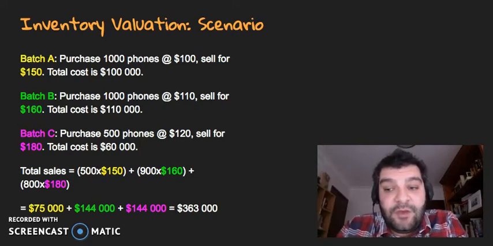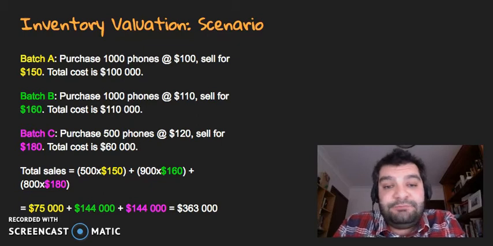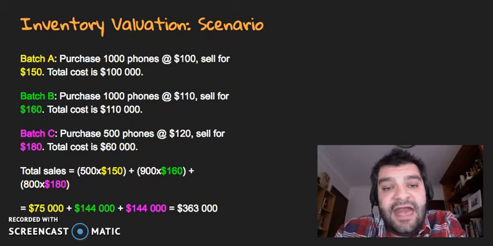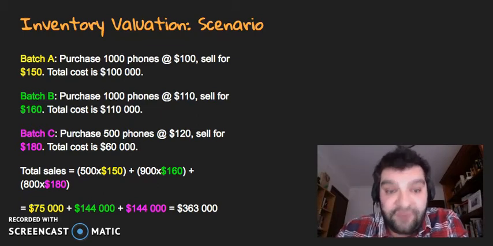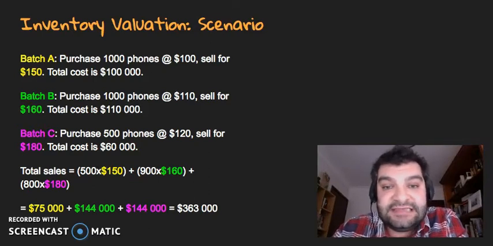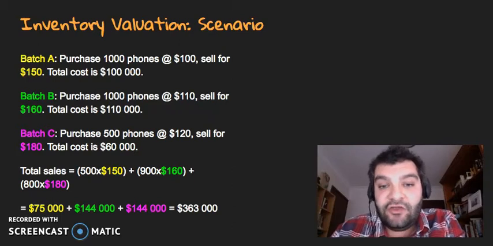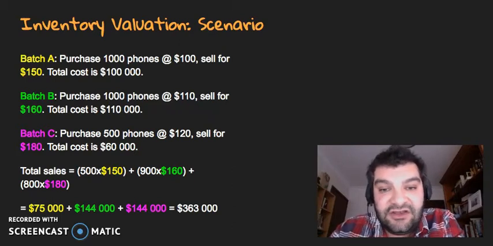Now, in January, batch A, the business bought 1,000 phones at $100 each. And they sold them for $150 each. Now, the total cost of buying those phones is $100,000. Then in February, they bought another 1,000 phones. However, they bought them for $110 each. And they sold them for $160 each. Now, the total cost in buying all those phones in February is $110,000.